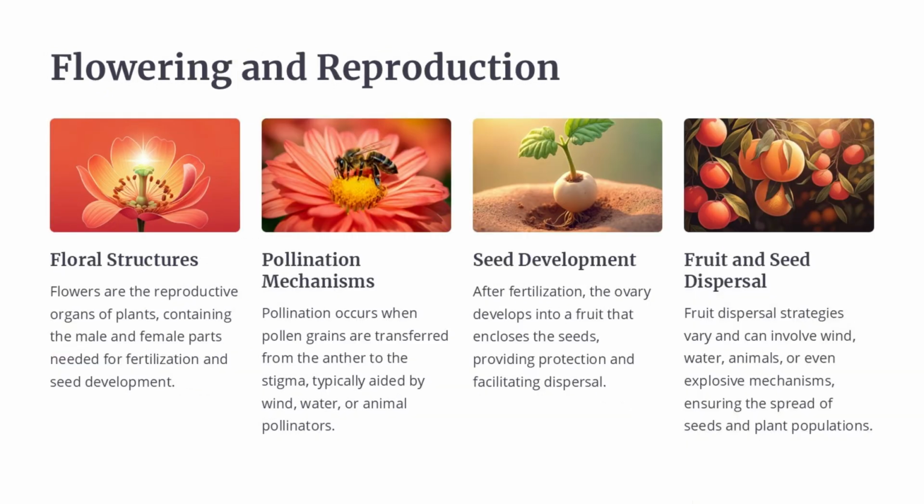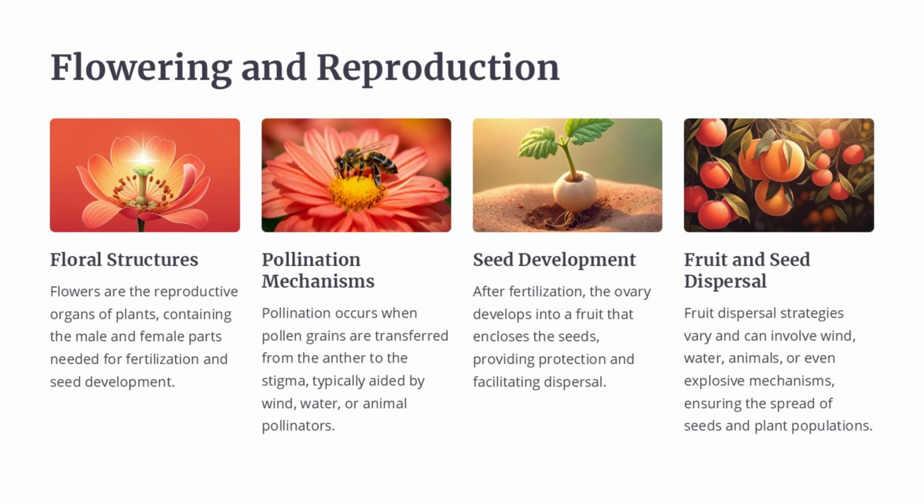Flowers are the reproductive organs of plants, containing the male and female parts needed for fertilization and seed development. Pollination occurs when pollen grains are transferred from the anther to the stigma, typically aided by wind, water, or animal pollinators. After fertilization, the ovary develops into a fruit that encloses the seeds, providing protection and facilitating dispersal.